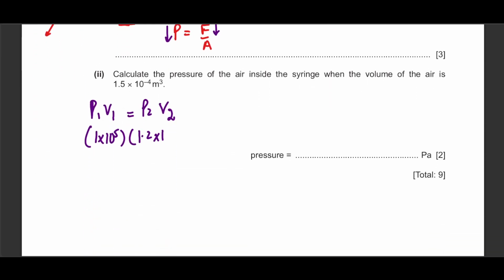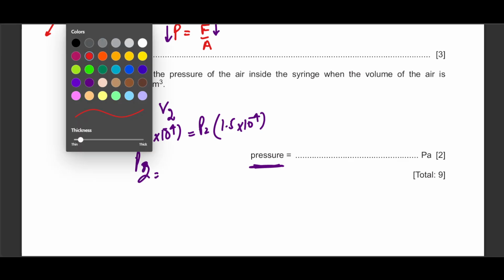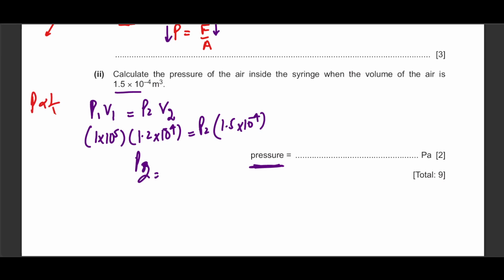So 1.2 into 10 raised to the power minus 4 equals pressure 2. This is what I want to find out quickly. And this is my new volume, 1.5 into 10 raised to the power minus 4. So pressure 2. Now, since I know it is being pulled out, by Boyle's law the volume has increased, so pressure should decrease.